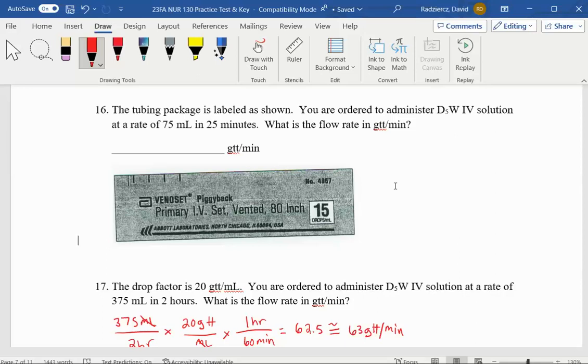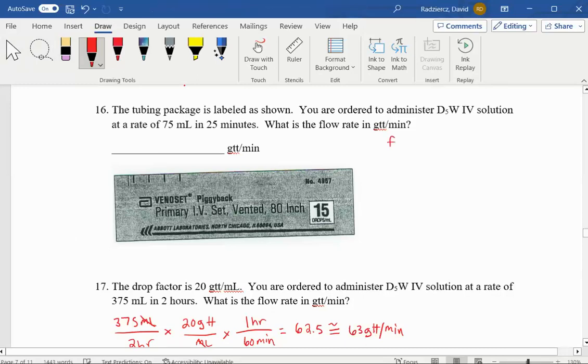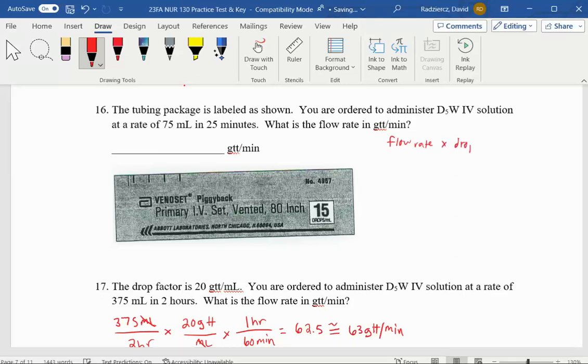All right. So with drop factor, like I said, you need two pieces of information. You need to know the flow rate, and you need to know the drop factor. The drop factor will be given to you. It's in drops per milliliter. I always say that the drop factor is basically your conversion factor. It's basically the same thing as saying 125 milligrams per 5 ml. It just tells you what the factor is.